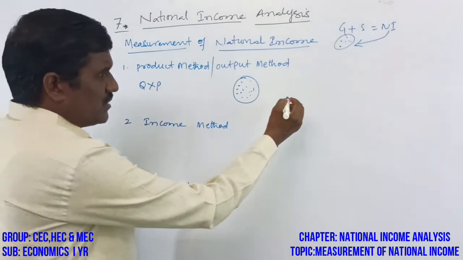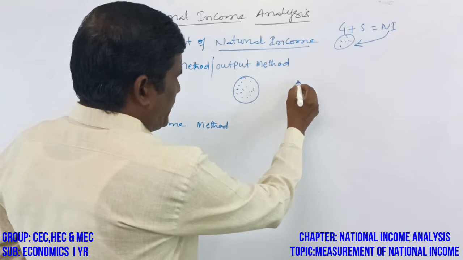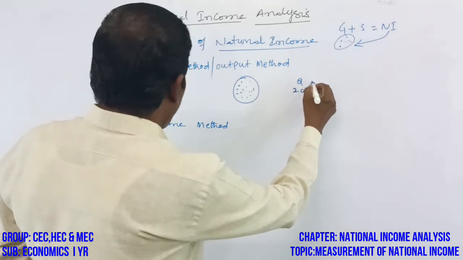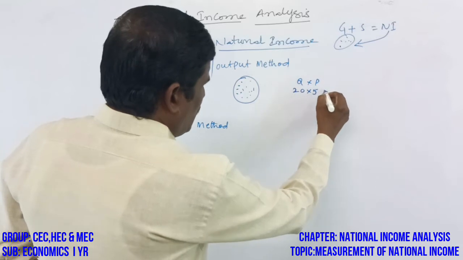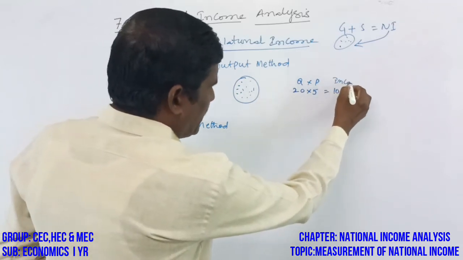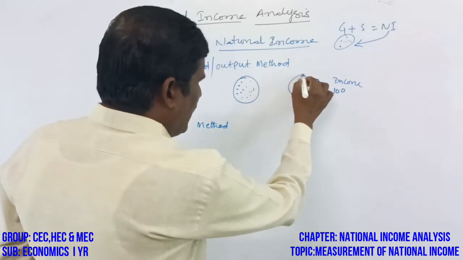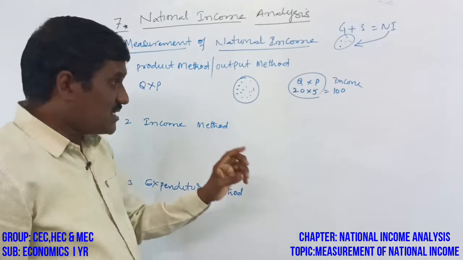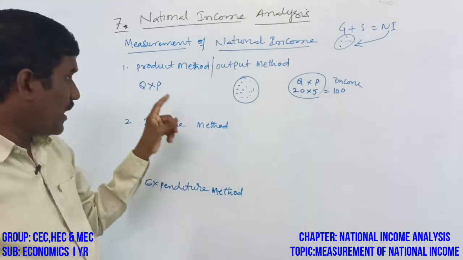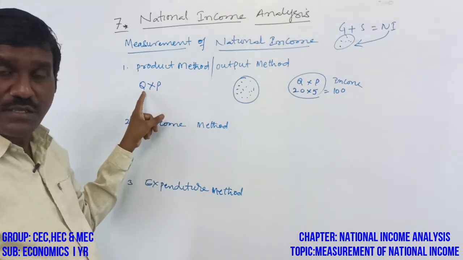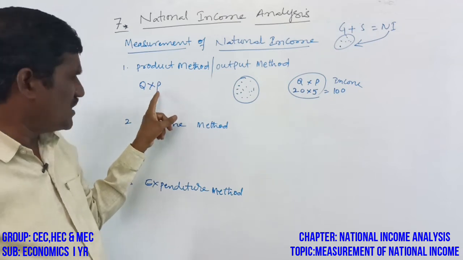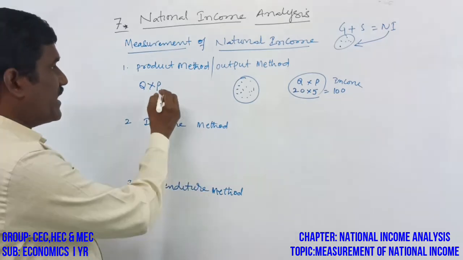For example, there are 20 goods, and each good carries 5 rupees. Quantity into price is equal to 100. The 100 is the income. So how do we obtain the income? By multiplying the quantity and the price. In the same way, the quantity produced by the total population of the country into the price of the commodity, for each good and service, gives us the national income.